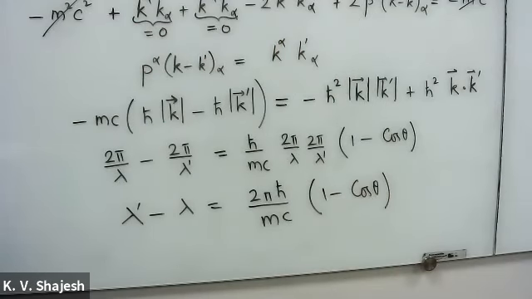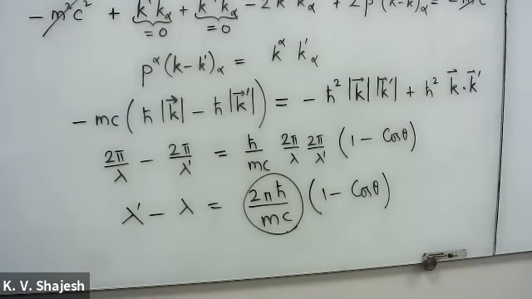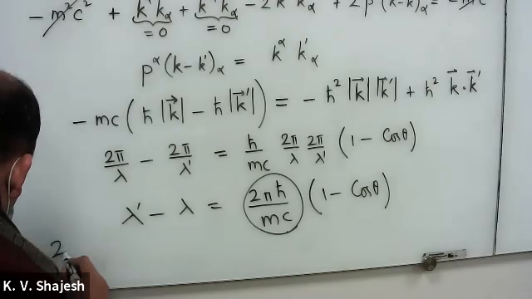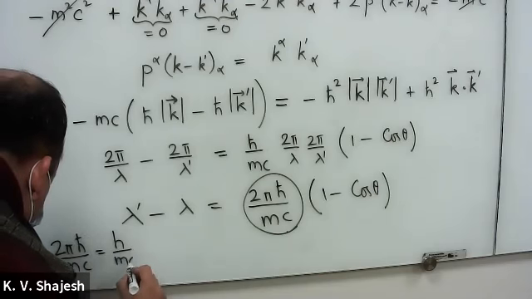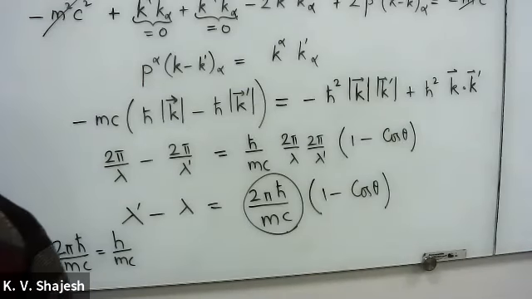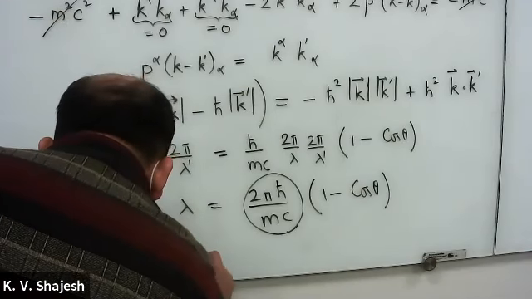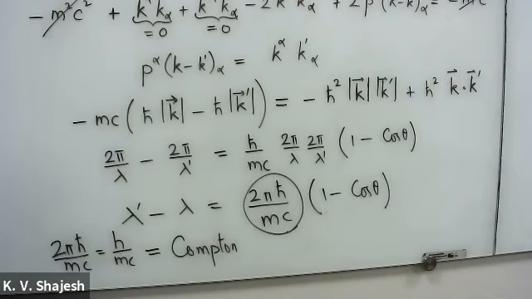This quantity in here is called the Compton wavelength of an electron. So h bar over MC, times 2 pi, which is basically h over MC, the Planck constant divided by MC, is called the Compton wavelength of the electron. And the scattering process is completely described by that.